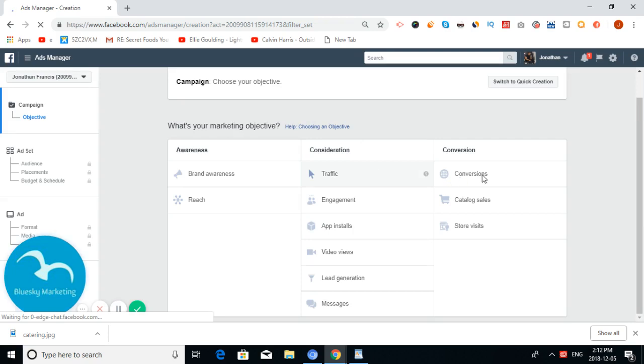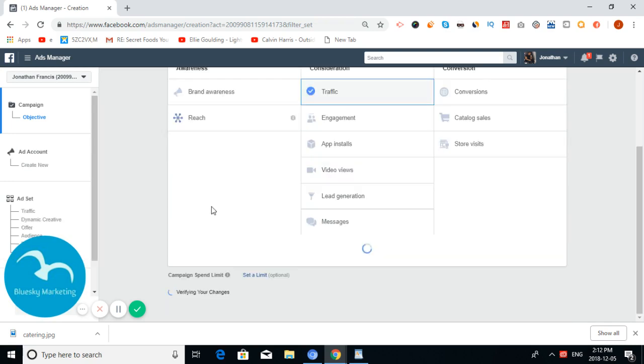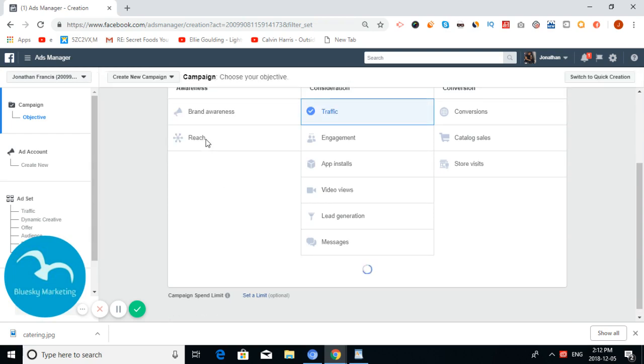You could do things like conversions. This is much more targeted. You're able to really zero in and tell Facebook what you are optimizing your ads for. This is something that we could get into in a future video, but for today I'm going to focus just on making a traffic ad, right? There's also brand awareness, reach ads, where Facebook is going to show your ads to the largest group that are really going to either just like your ad, engage with your ad, etc.